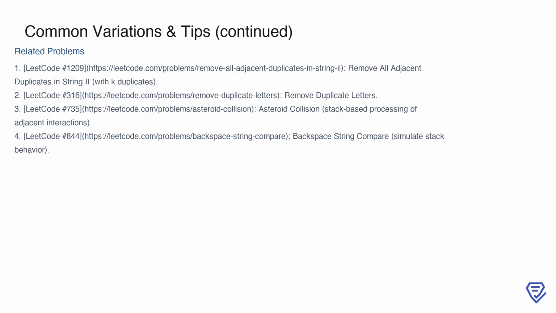For instance, LeetCode number 1209 extends the idea to removing adjacent duplicates where a group of k duplicates needs to be removed, adding another layer of complexity. In LeetCode number 316, the focus shifts to removing duplicate letters while preserving the smallest lexicographical order, which also requires careful tracking of character states. LeetCode number 735, asteroid collision, is another classic stack problem where adjacent interactions are processed based on their order and direction, showcasing the versatility of stack-based solutions.